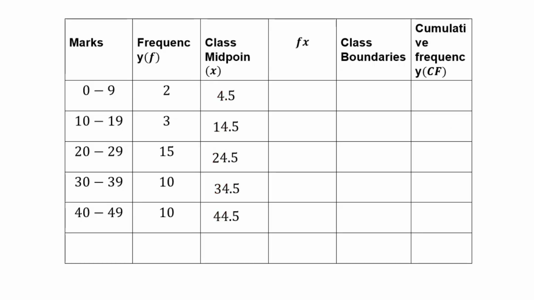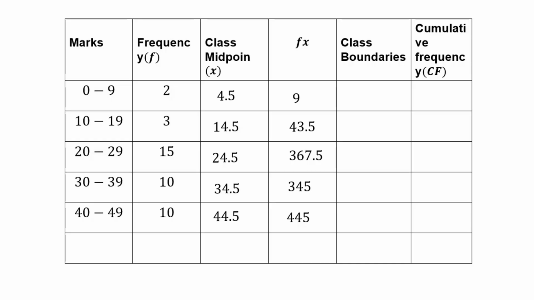Now let's find our fx. We did it in the previous lesson. Know that in this grouped data, our class midpoint becomes our x, unlike the ungrouped data where your x will be your range. But in this one, your class midpoint will be your x. So we just have to multiply. 2 times 4.5 gives us 9. Multiply the rest: 15 times 24.5, then 10 times the next one, and you are good to go. Now that we have our fx, let's also calculate the class boundaries.